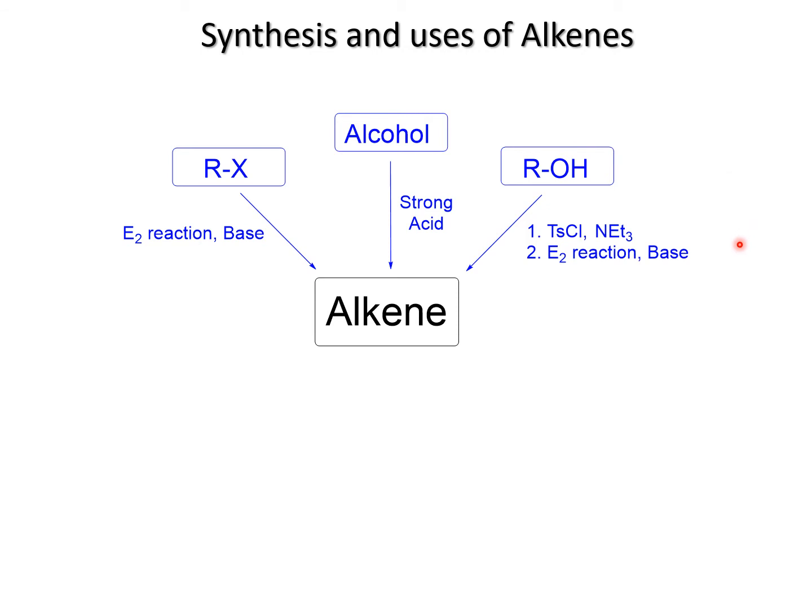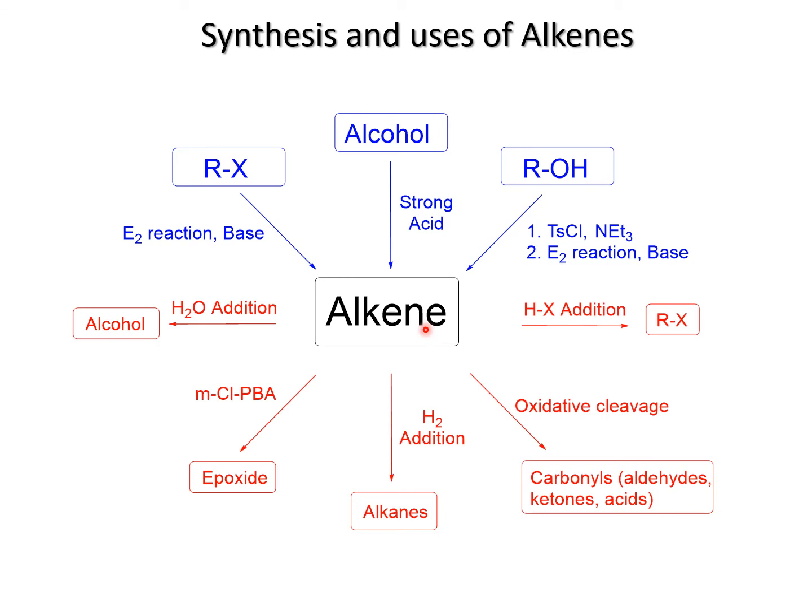We can use different other conditions, which always imply the E2 kind of reaction, so anyway elimination reactions, to form these new double bonds. Then the alkene can be used for different other kinds of reactions. So for instance, we can do addition of water to produce new alcohols. We can use different oxidizing agents like meta-chloroperbenzoic acid, for instance, to produce epoxides that, as we've seen from the previous video, can be very useful to form new alcohols.